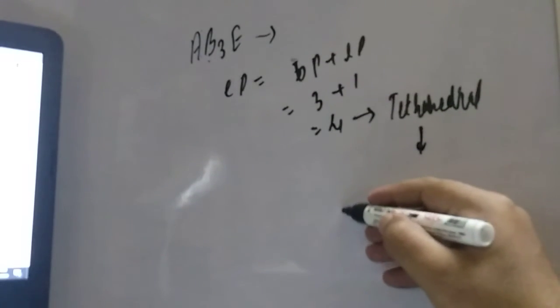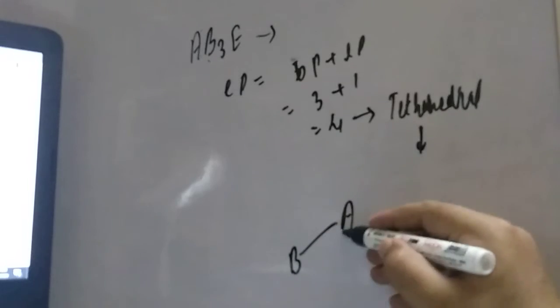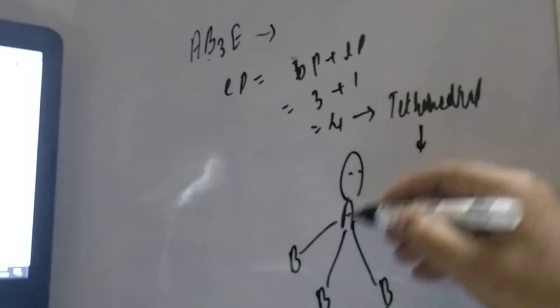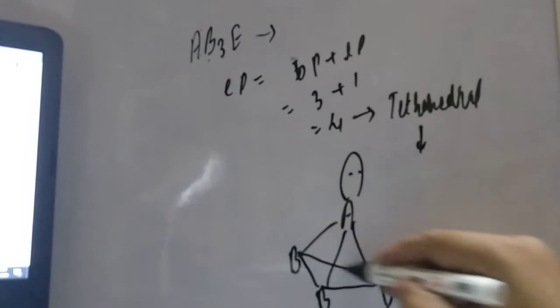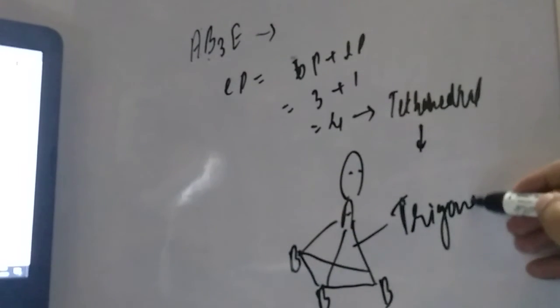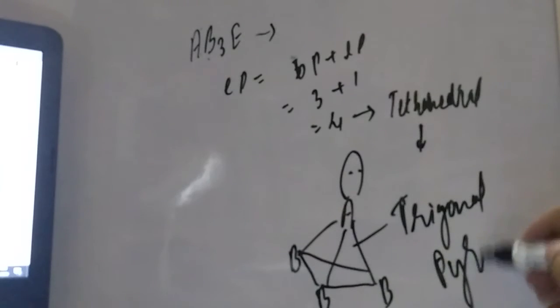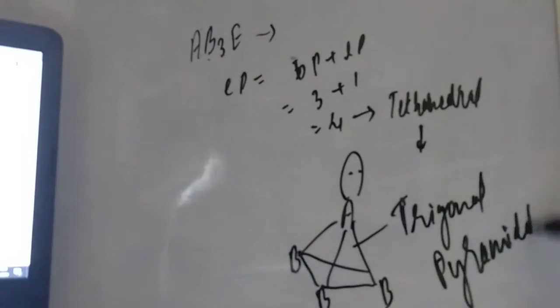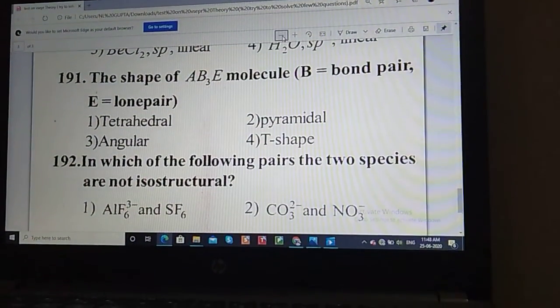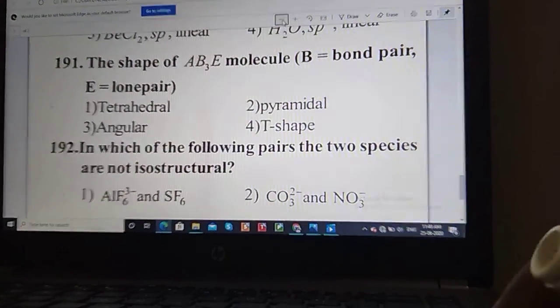See, A is here, here is the B atom, here is the B atom, here is B, and on top the lone pair is there. So what is the shape, student? The shape is trigonal pyramidal. So the correct option for question number 191 is option number 2. Pyramidal is the correct answer, option number 2.